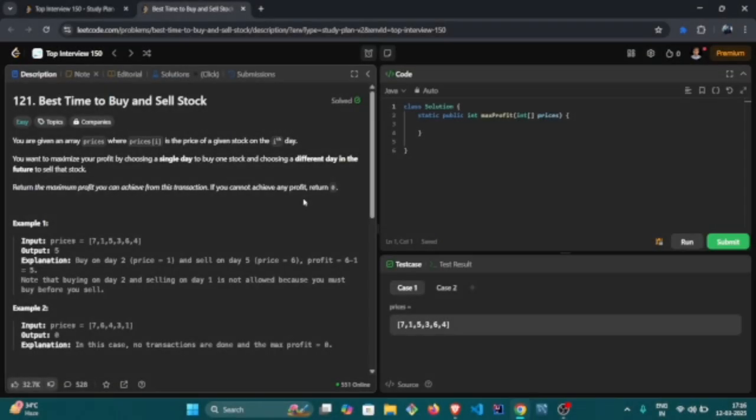In today's video, we are going to discuss another problem of LeetCode 150. Even though I have solved this randomly, it is here, so let's do this. The problem is Best Time to Buy and Sell Stock.